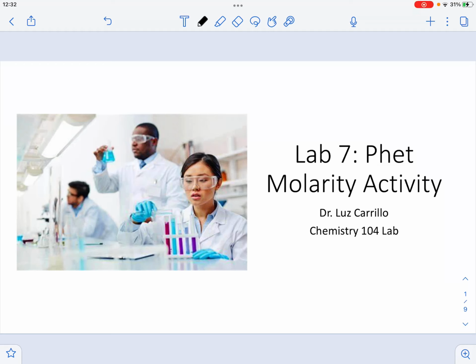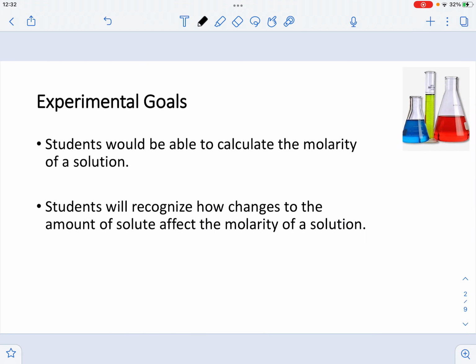In this video, we're going over the concepts for Lab 7, which is titled PhET Molarity Activity. The goals of this experiment are that students will be able to calculate the molarity of a solution, and students will recognize how changes to the amount of solute affect the molarity of a solution.